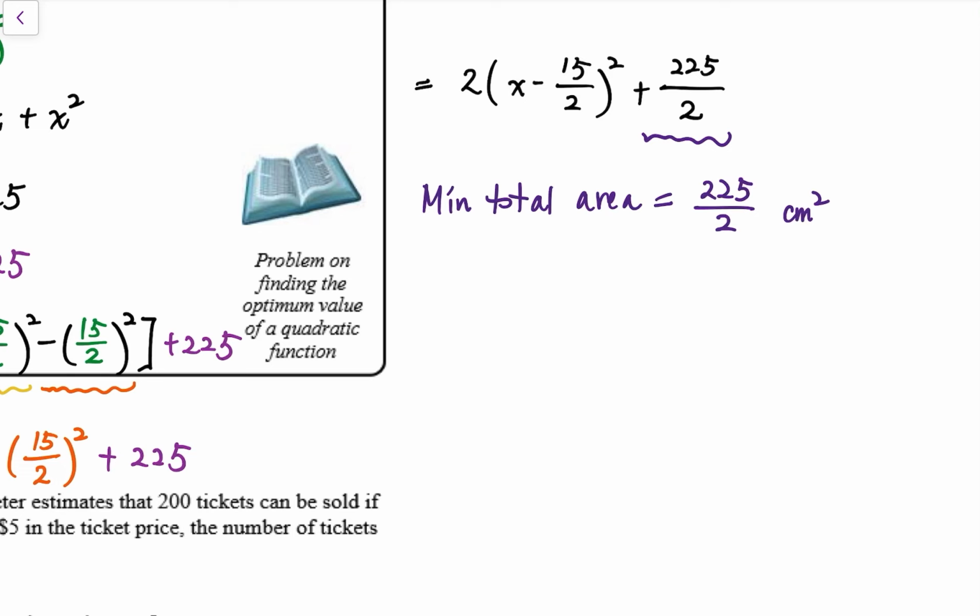Part B. Find the lengths of the two pieces of wires when the total area of the two squares is a minimum. Using part A, we know x equals 15 over 2. One side of the square is 15 over 2 cm. How about the other side? The other side would be 15 minus x.